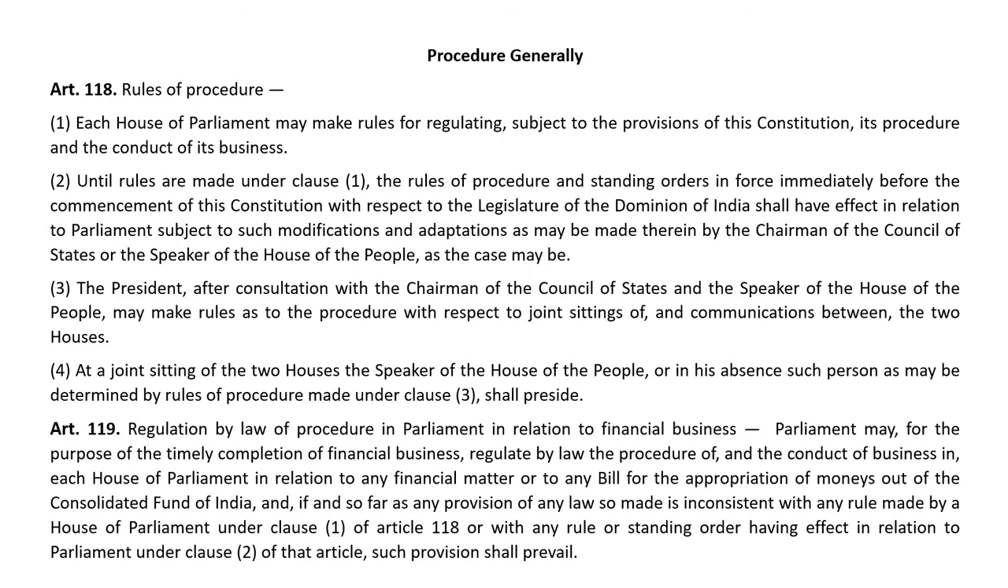The President, after consultation with the Chairman of the Council of States and the Speaker of the House of the People, may make rules as to the procedure with respect to joint sittings of and communications between the two Houses. At a joint sitting of the two Houses, the Speaker of the House of the People, or in his absence such person as may be determined by rules of procedure made under Clause 3, shall preside.